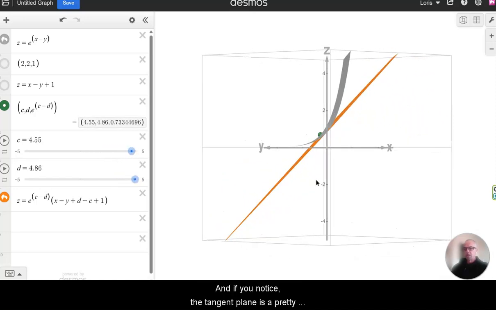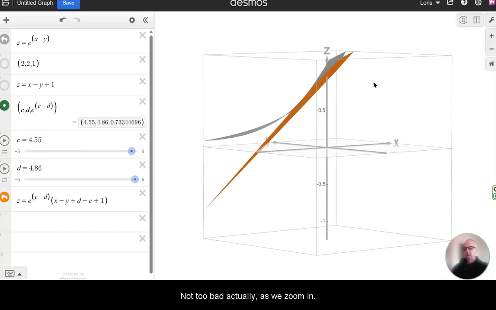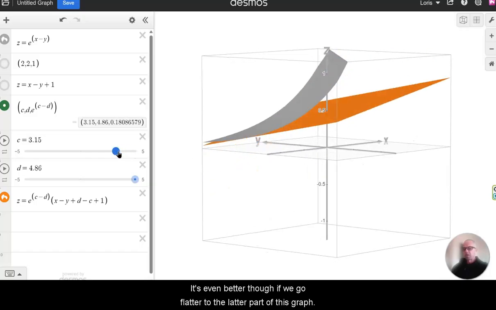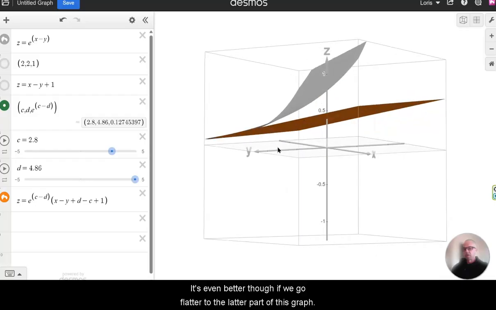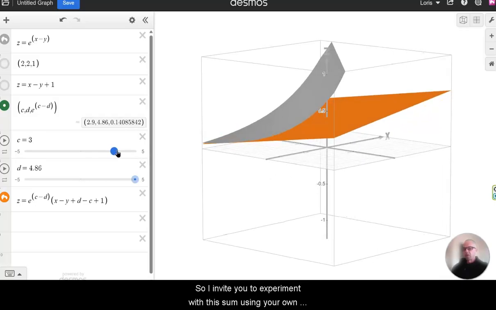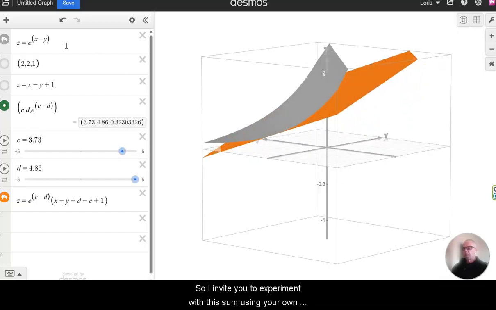And if you notice, the tangent plane is a pretty good approximation, not too bad actually, as we zoom in. It's even better though if we go to the flatter part of this graph. So I invite you to experiment with this some using your own functions here and your own points.